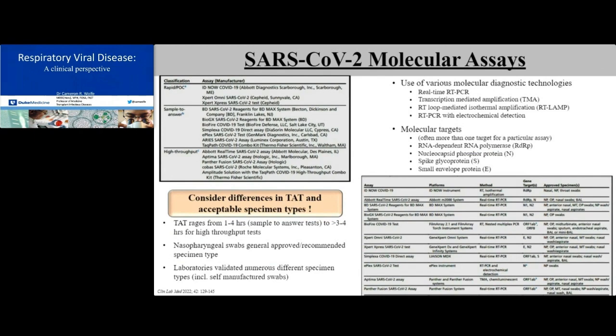The turnaround time of most of these tests became an important measure of test performance that influenced selection of tests in various hospital settings. In general, the turnaround time for most of the molecular tests was, and still is, I think, between 1 and 4 hours, and therefore clinically reasonably acceptable for appropriate patient care.